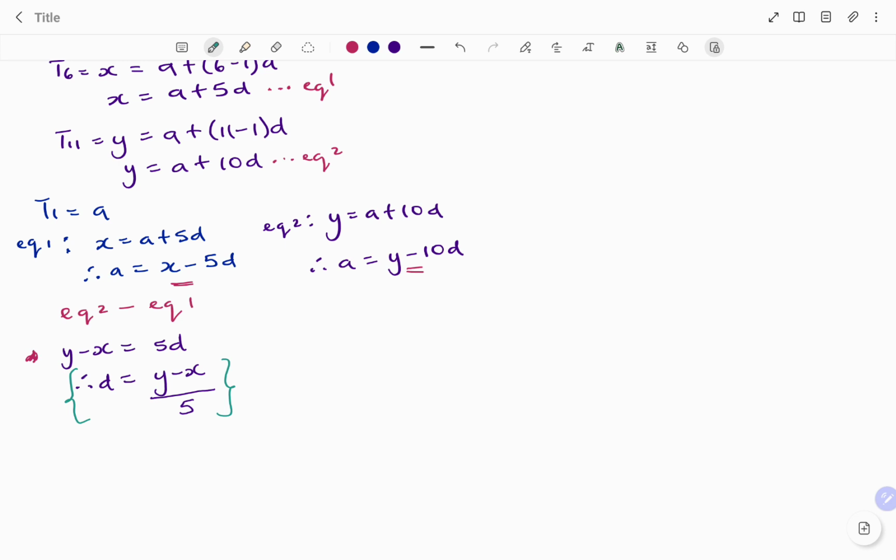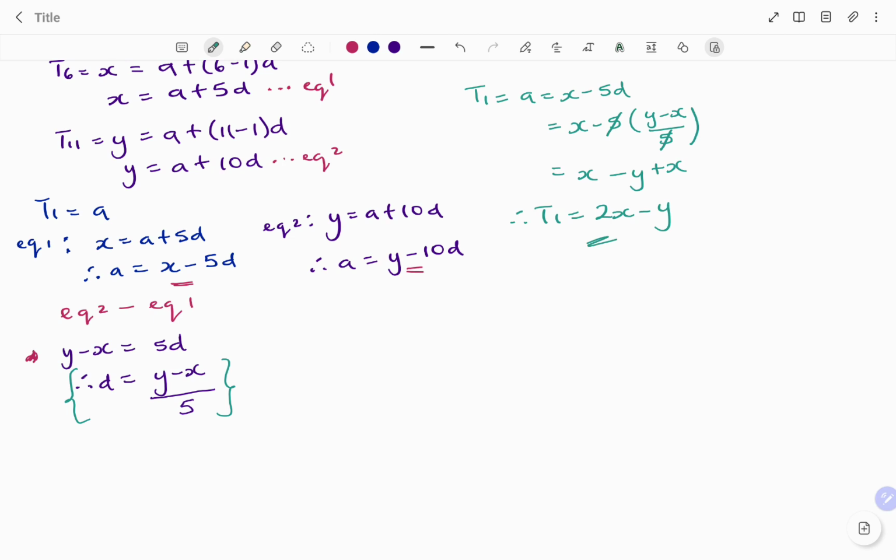Now that we have a value for d, we can go back to our first term, that's T1, which is equal to a, which is also equal to x minus 5d. Replacing that, that will be x minus 5 in the bracket, y minus x divided by 5. We have 5 and 5, 1. So we are left with x minus y, minus 1 times minus x, that will give us plus x. Therefore, our T1 is equal to x plus x, 2x minus y.